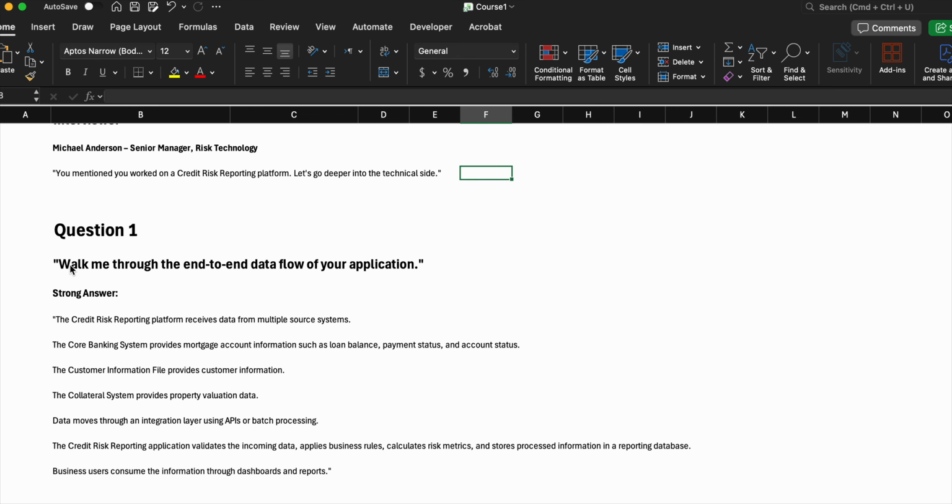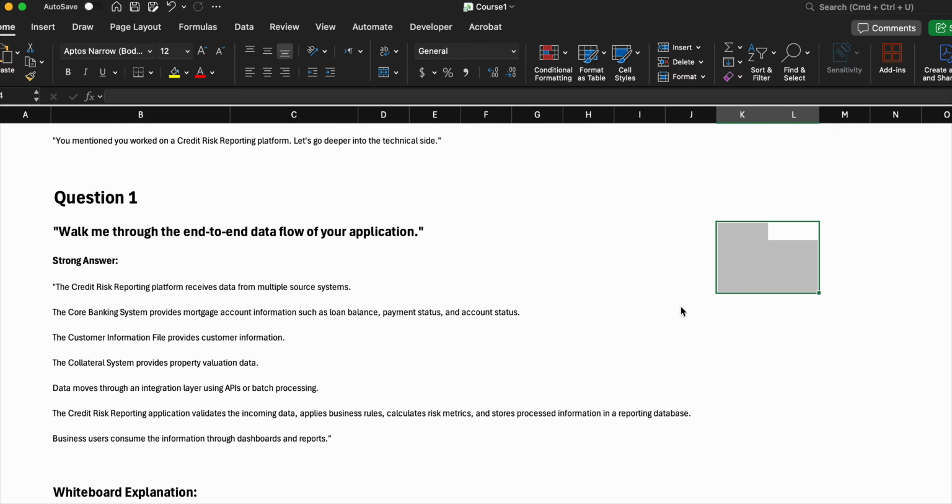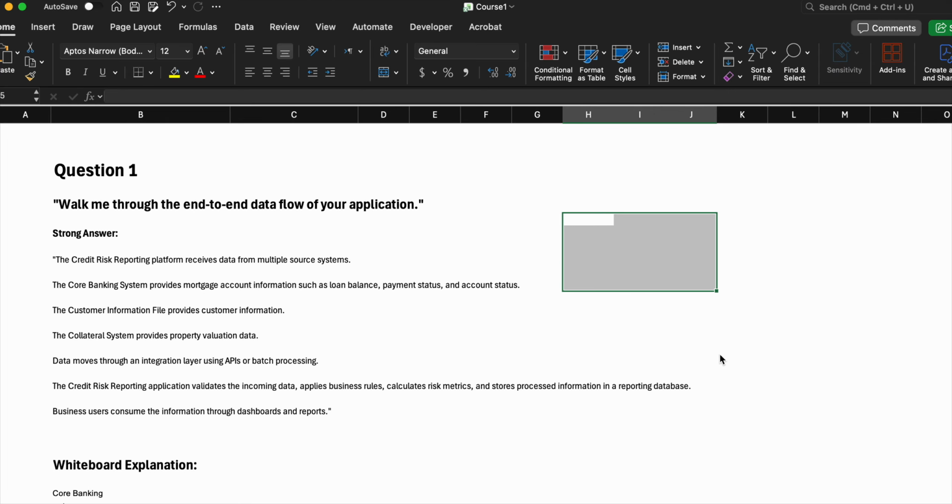Okay, so they can ask, walk me through the end-to-end data flow of your application. So it's the same question they're asking in a different way. You can talk about the customer submitting a mortgage application. Let's go to core banking. From the core banking to the collateral system, a different system. How do you consolidate data? How do you bring it to one spot, like a warehouse, right? You integrate everything in one layer, apply the business rule, store it in the risk database, and send it to the dashboard.